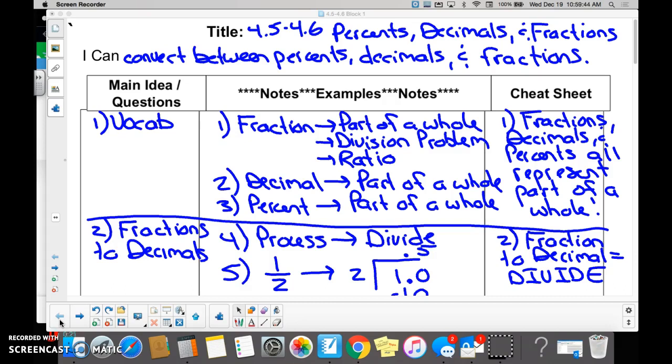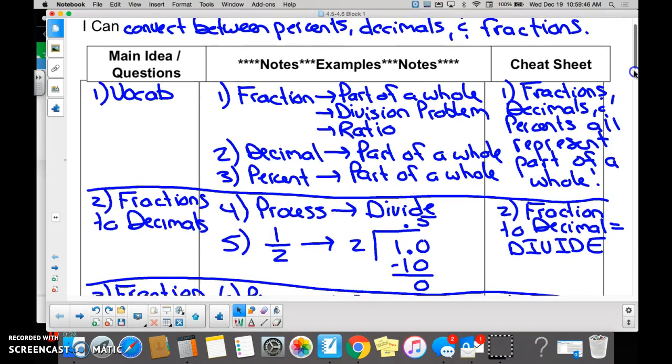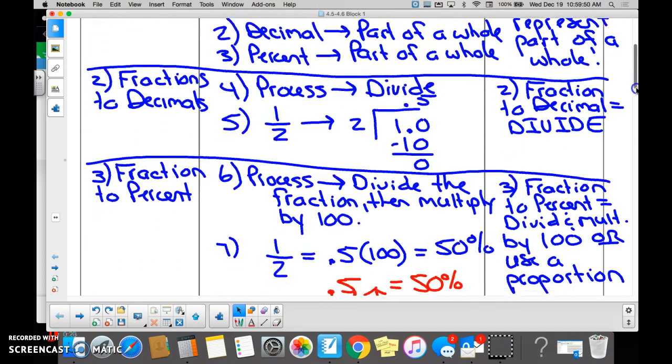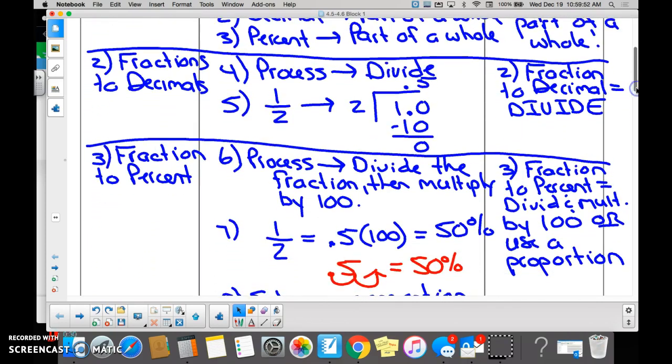Period. And then for each of the next six sets of notes, number 2 through 7, there's going to be a process and an example using the number 1/2. So here we go. You ready? How do you get from a fraction to a decimal? You divide, because a fraction is a division problem.